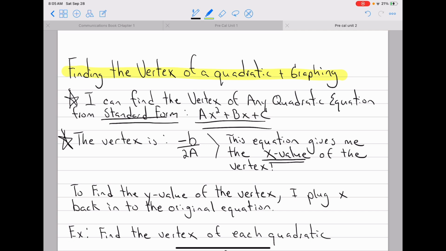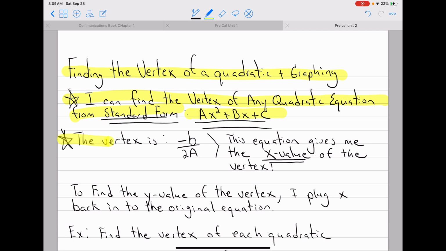All right. So remember, I can find the vertex of any quadratic equation from standard form. This right here is standard form: something before x squared plus something before x plus c. That is standard form, ax squared plus bx plus c. Now, remember, if I want to find the vertex, I can find it straight from standard form. There's multiple ways I could do it, but one way is to go straight from standard form.